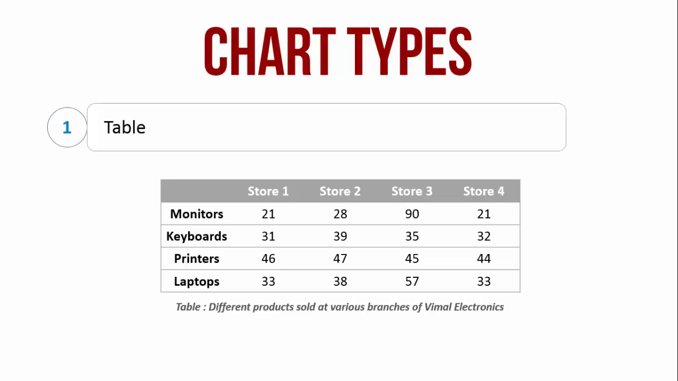If you look at column 1, you can see that Store 1 sold 21 monitors, 31 keyboards, 46 printers and 33 laptops. Similarly, if you look at column 2, Store 2 sold 28 monitors, 39 keyboards, 47 printers and 38 laptops. So each cell here, that is each intersection of a row or column, is one data point. A table is different from other charts in the sense that the exact number is given to you.